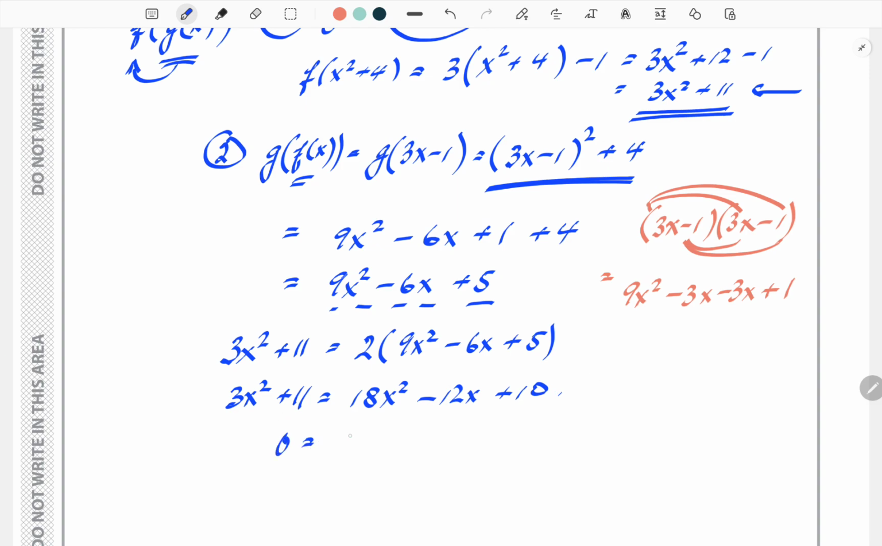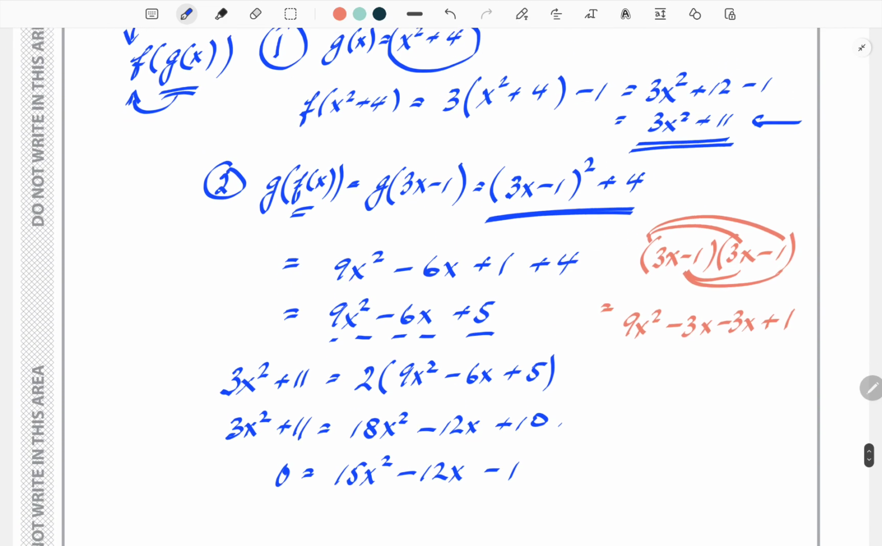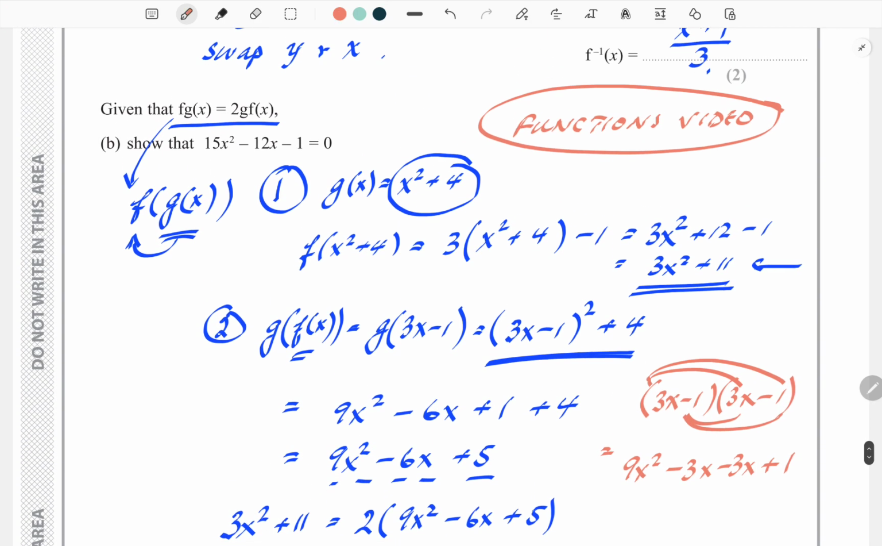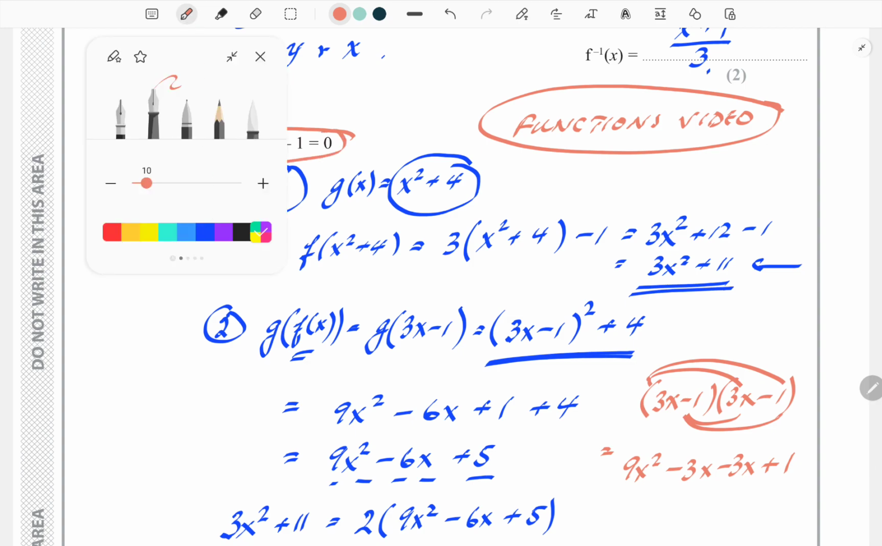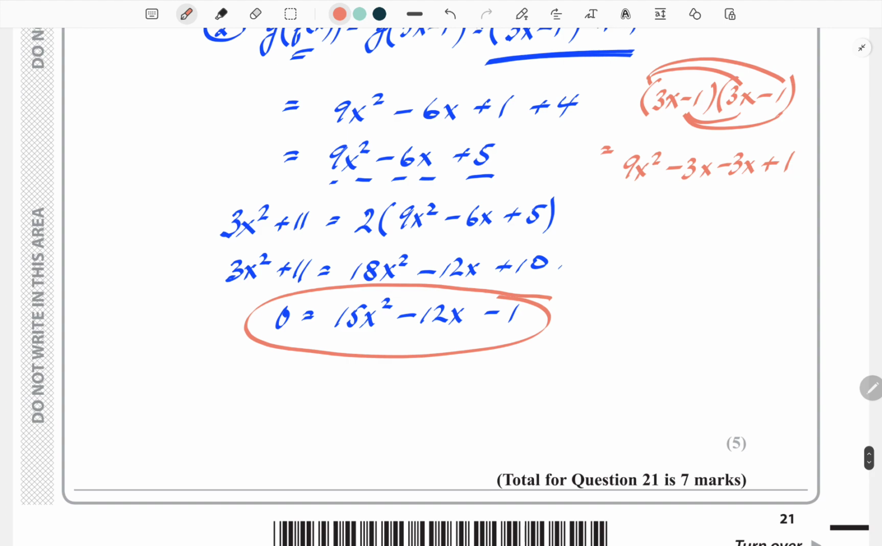And tidy everything up. So you've got 15x squared. And what have we got? The 12x stays as it is. And you've got a minus 1 there. All right. And what the question was saying is exactly that. Right. See here. Okay. And we have exactly that. All right. So that's done. That probably is the most complicated question so far, in my opinion.